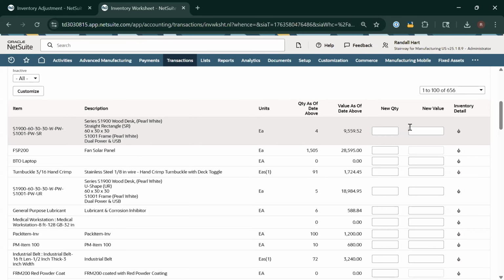So again, this becomes more helpful when we are dealing with inventory in bulk, setting value, not necessarily needing the full costing detail that we would get with an individual inventory adjustment.